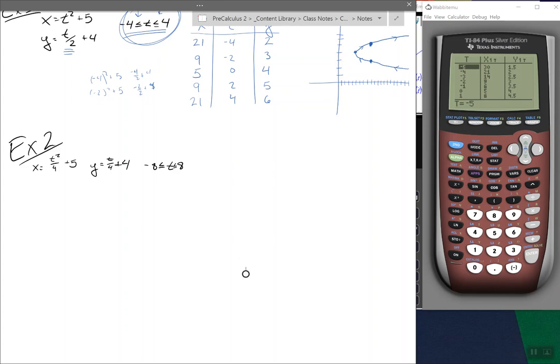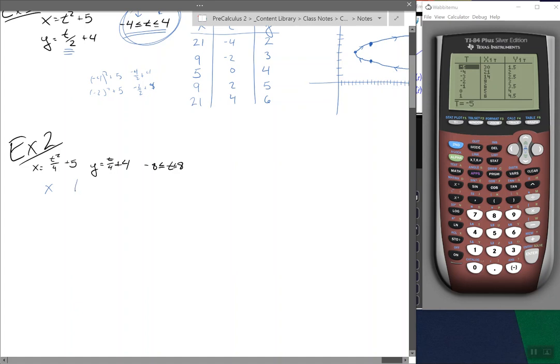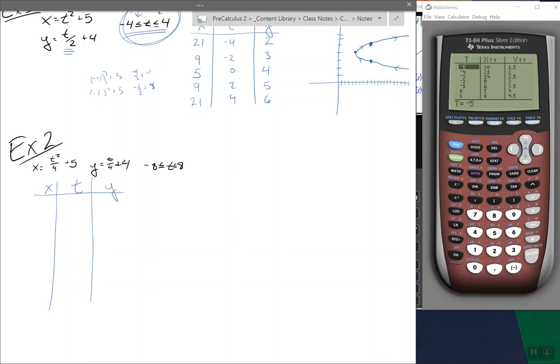So again, I want to start with making an x, y, t table. I'm going to put t in the middle again. I like that. That worked out last time. So there we go. We now have a bigger range of numbers, negative 8 to 8, and we have fractions in both of the t portions of the x and y equations. So what I would suggest doing is picking values in our time that are divisible by 4.